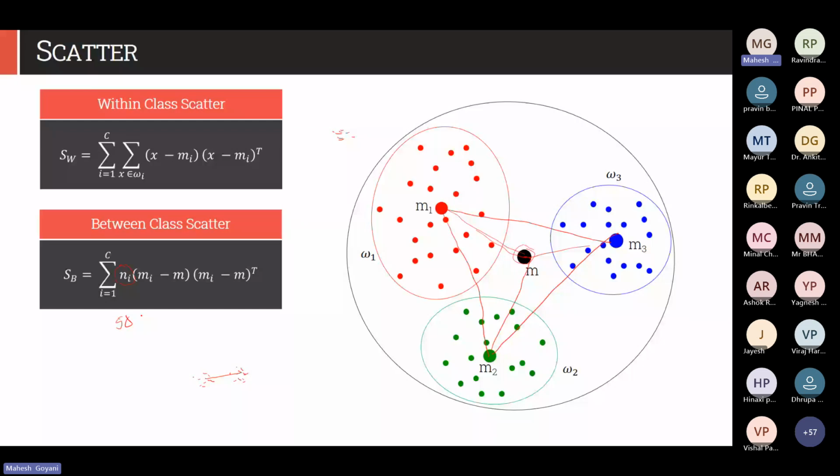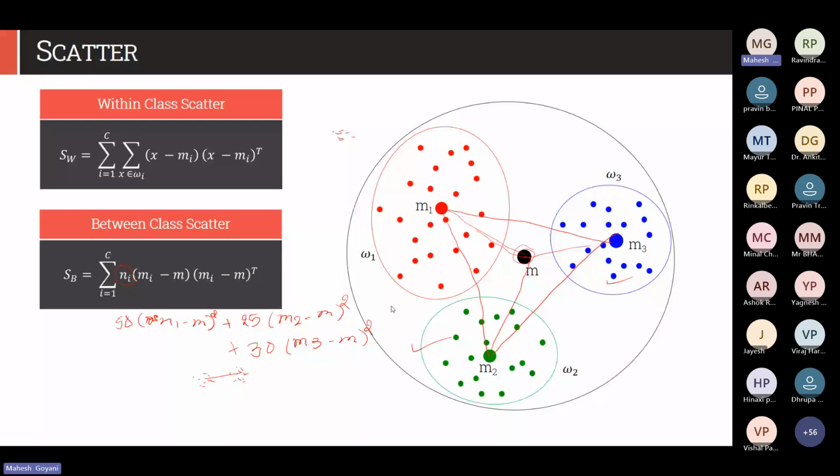So M1 minus M whole square plus, suppose we have some 25 data points here. So here it will be 25, and that is class 2. So that will go like this, M2 minus M whole square plus we have some 30 data points in the blue class. So that will be 30 into M3 minus M whole square. So that will give us the between class scatter. That will tell us how far each class is from all other classes. That's what between class scatter is.